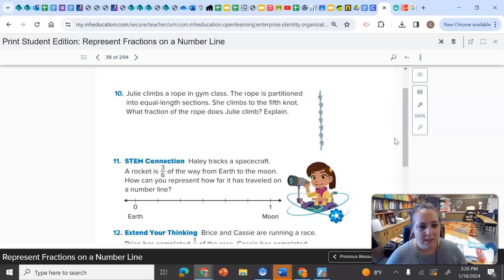Number 11, STEM connection. Haley tracks a spacecraft. A rocket is 3/6 of the way from Earth to the moon. How can you represent how far it has traveled on a number line? 0 is Earth. 1 is the moon. The rocket is 3/6 of the way past Earth. Where would 3/6 belong on that number line?